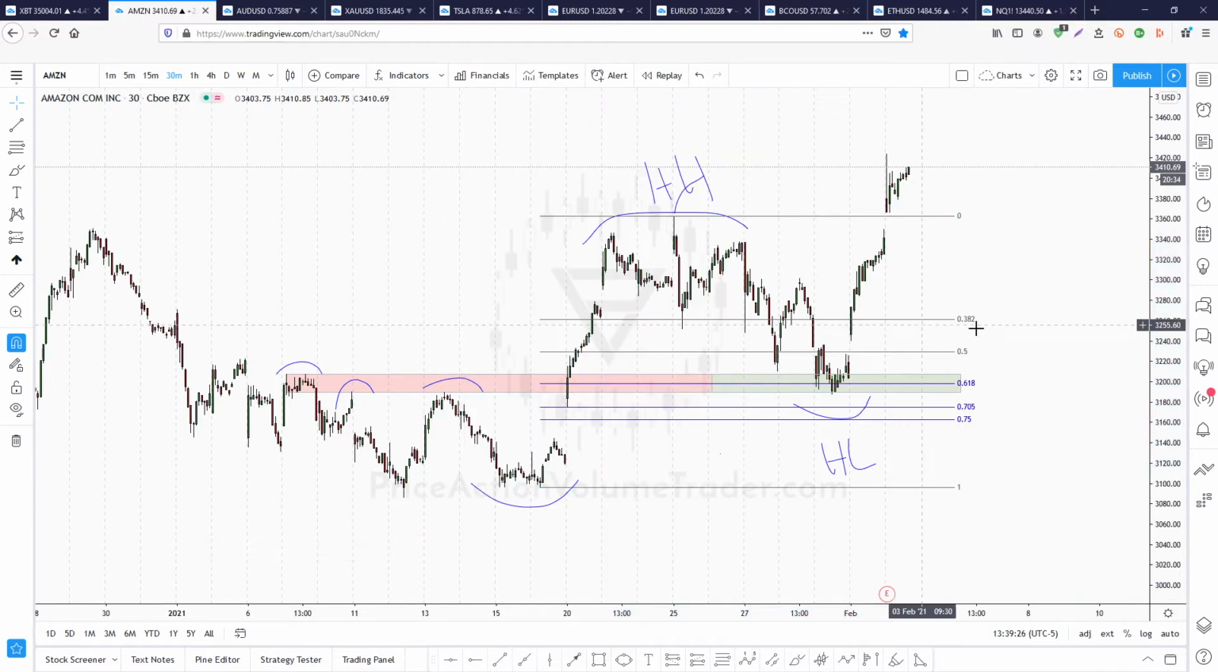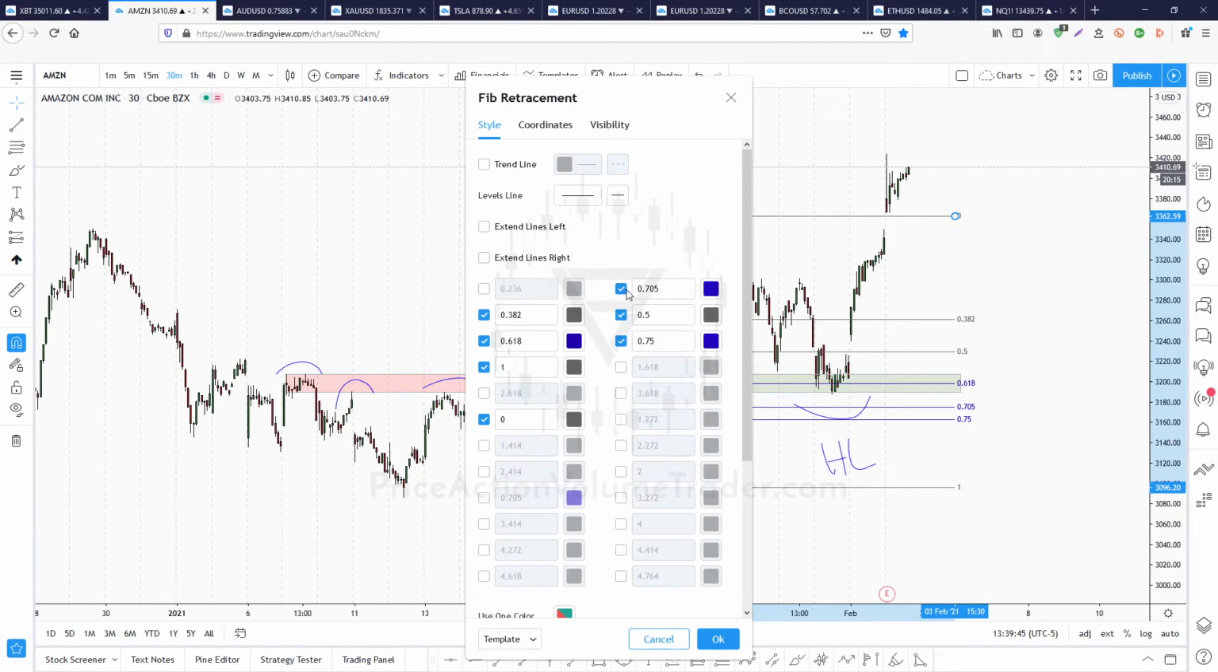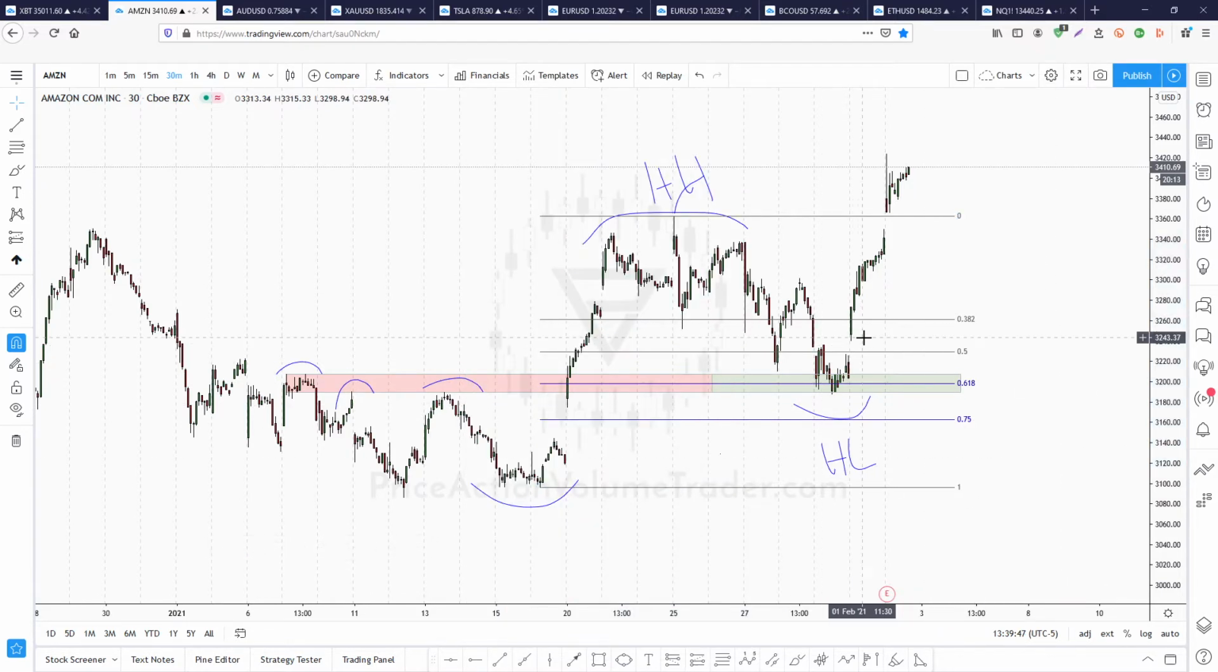In general, this whole area around here, like 0.50, 0.618, and even 382 if it's a very strong trend. But usually this whole area right here between 0.5 and 0.618 are really great levels to pull back into.